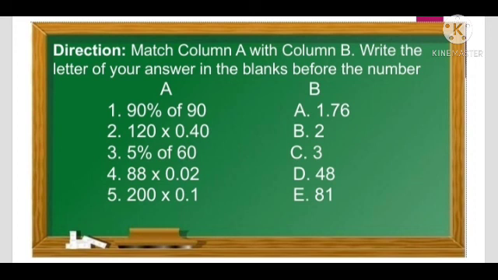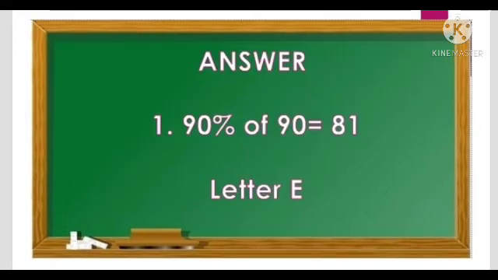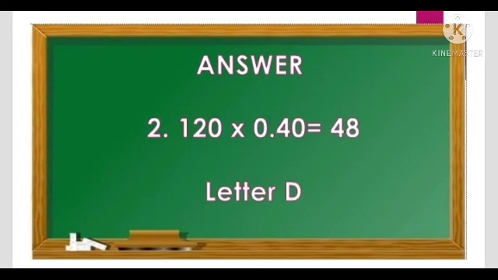Time's up, children. Let us now check your work. Number 1, 90% of 90 equals 81. The correct answer is letter E. And for number 2, 120 times 0.40 is equal to 48. The answer is letter D. Who got the correct letter? Comment yes on the group.